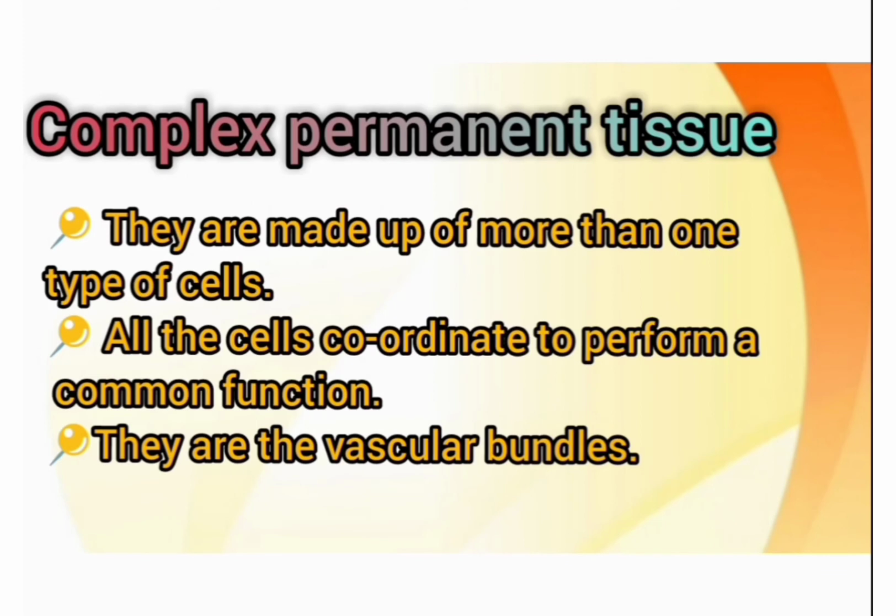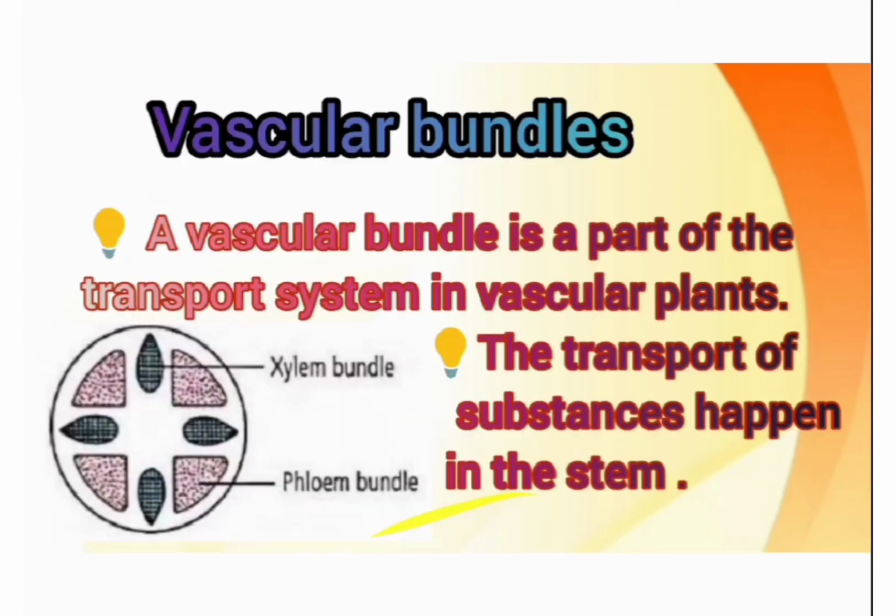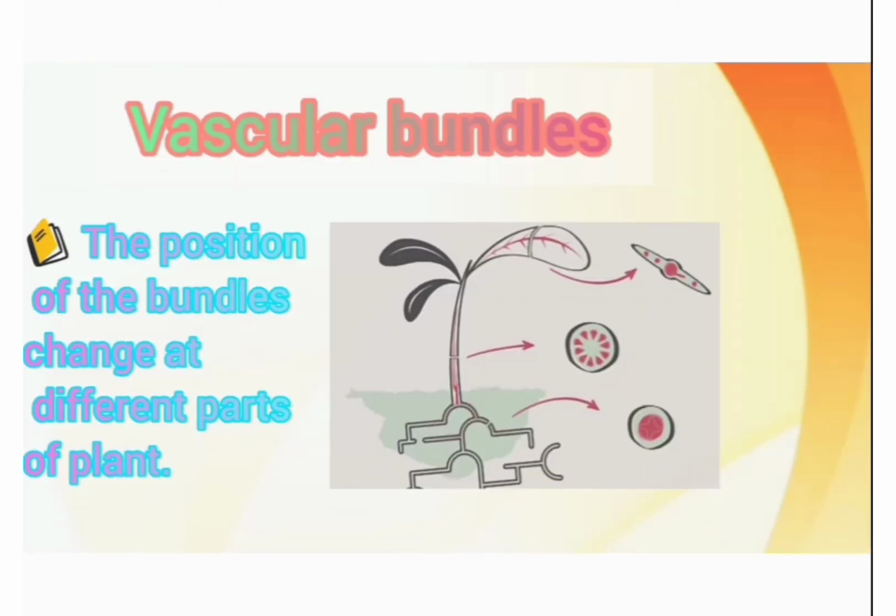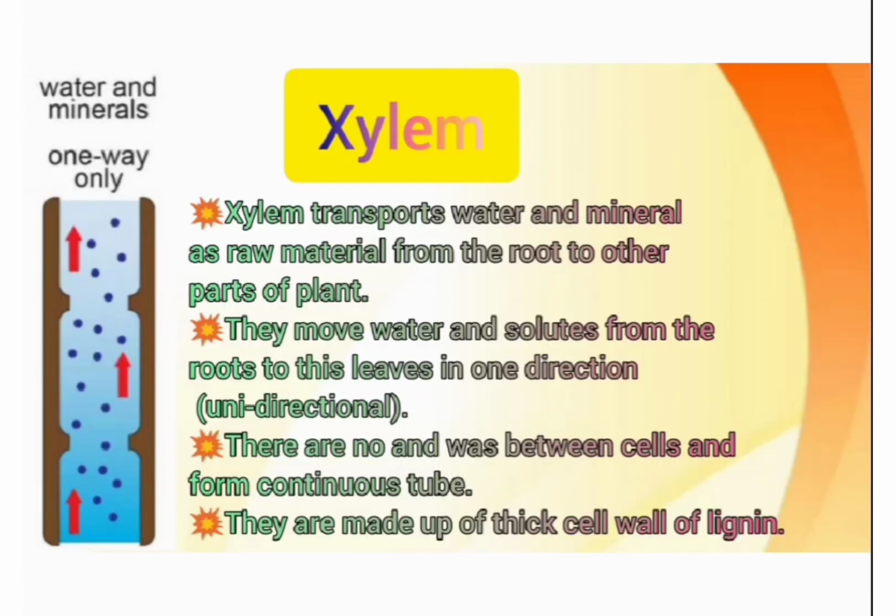Complex permanent tissue. They are made up of more than one type of cells. All the cells coordinate to perform a common function. They are the vascular bundles. A vascular bundle is a part of the transport system in vascular plants. They transport substances in the stem. The position of the bundles change at different parts of plant.